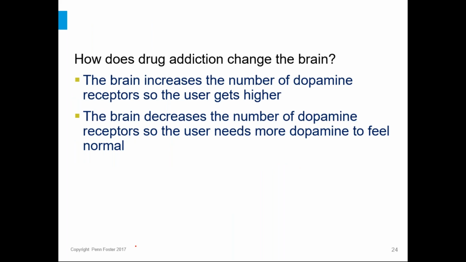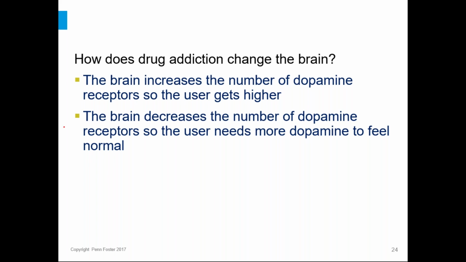And one more question, and this one I can't make a poll just because my answers are too long, so you just need to think about it. So I'm going to read it and give you a few seconds to think about the answer. So how does drug addiction change the brain? And you only have 2 options here.